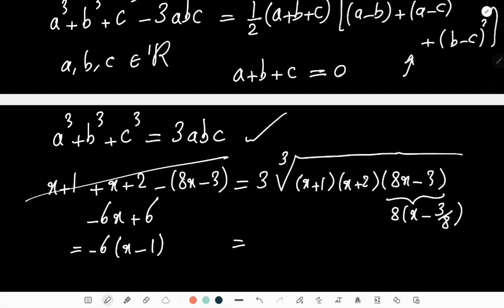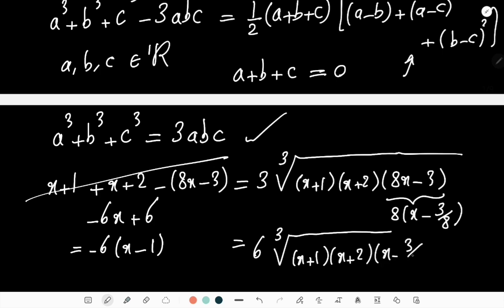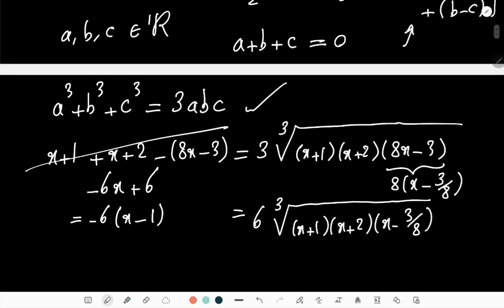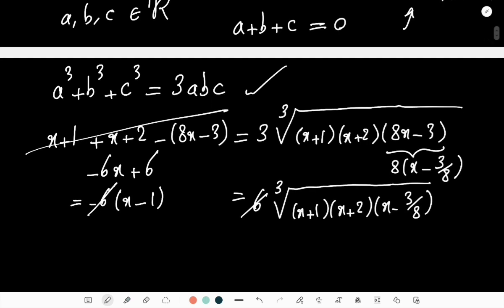And 3 times 2 is basically 6. Then I get here 6 times the cubic root of x plus 1 times x plus 2 times x minus 3 over 8. Perfect. And you can see right now that these 6's will be canceled out. That's why. Because now if I just again raise both sides to the power of 3, then I don't have to worry about weird terms. And you will see how this already helped us.